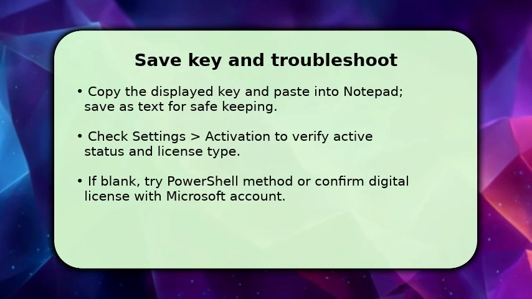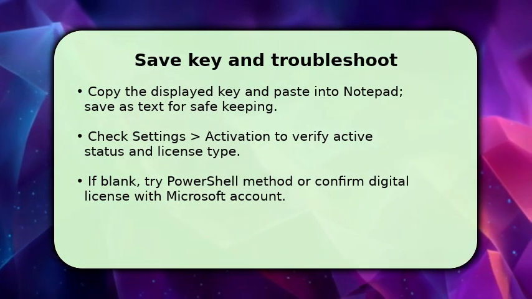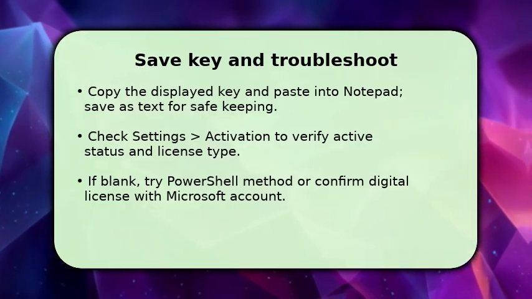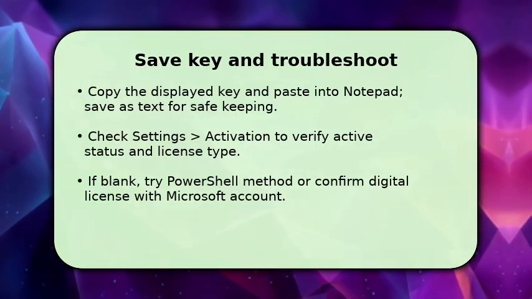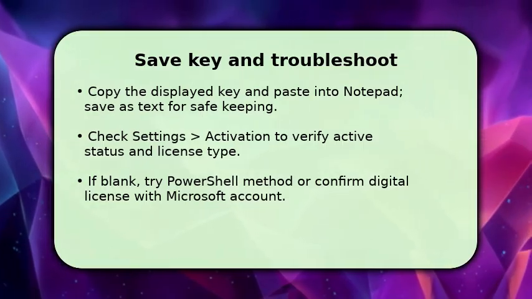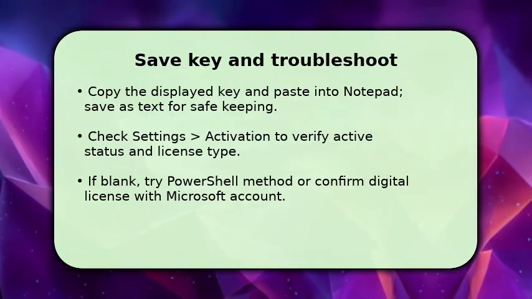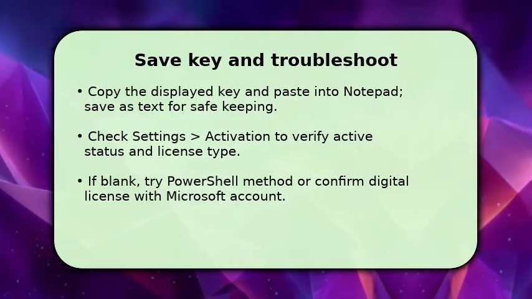With the key visible, select and copy it, then paste it into Notepad and save a text file in a secure location. This preserves the key for reinstallation. Once saved, open Settings, go to Activation and make sure Windows shows as activated, and note whether it lists a digital license. If the wmic output was blank, don't panic.